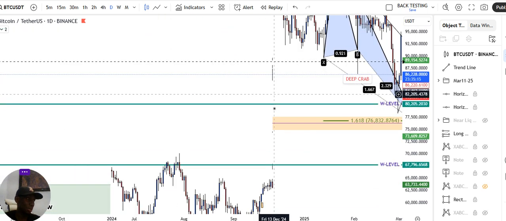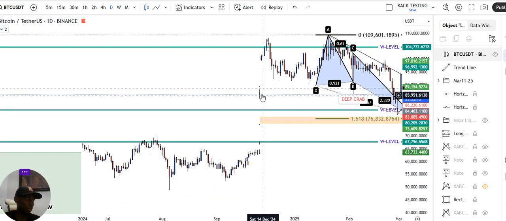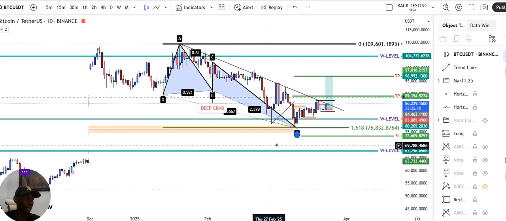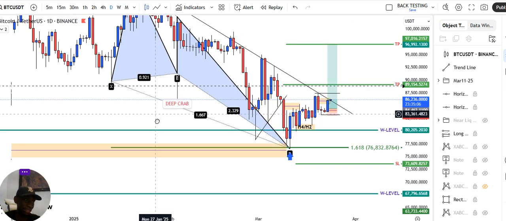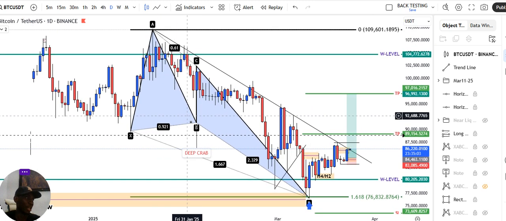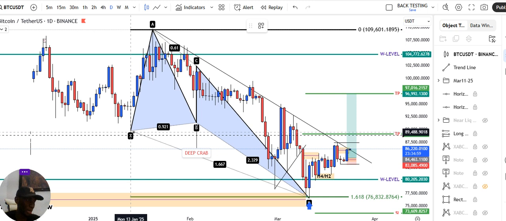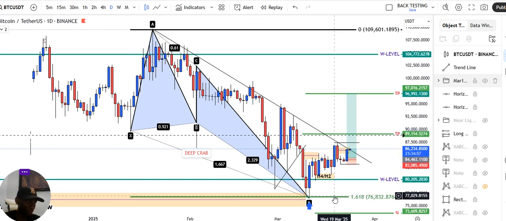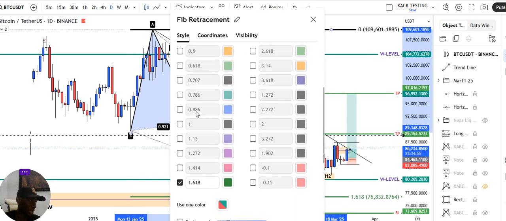I don't really know why this is happening. It's just breaking out of this level. Now, I told you guys that if this pattern doesn't complete, I'm not interested in buying BTC. So I'm looking out for this deep crab, and this was a very wonderful pattern. Let me just add 0.886.